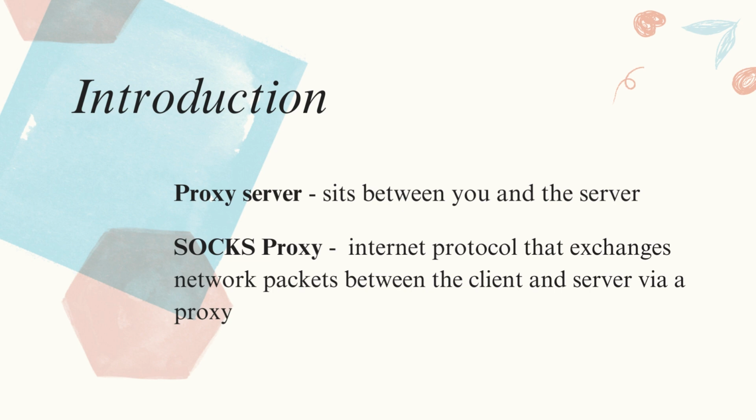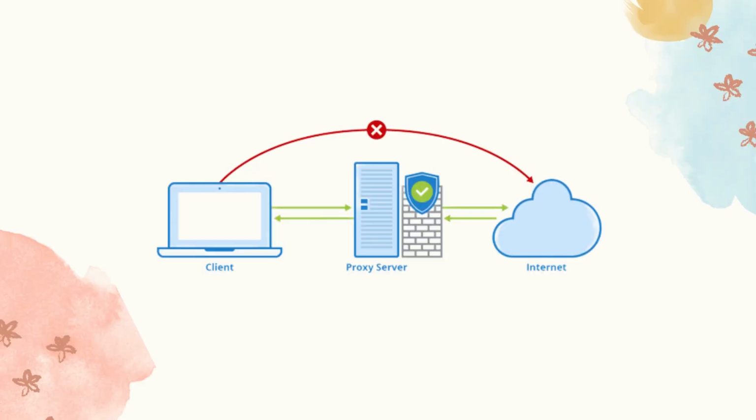Aside from traffic forwarding, proxy servers provide security by hiding the actual IP address of a server. A SOX proxy is an internet protocol that exchanges network packets between the client and the server via a proxy. This can be better understood in the upcoming sections. So let's see how a proxy server actually works.